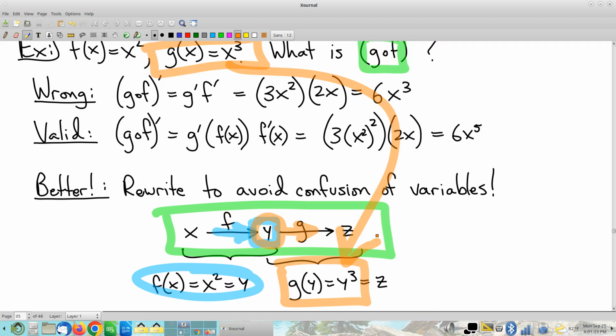That's just a dummy variable. You use any variable you want, it doesn't matter. I didn't change the function G. I'm just writing it in terms of a variable that avoids what I would call a confusion of variables. It's really weird to have the thing that goes into G be called X because X is over here, not over here. It just doesn't make any sense.